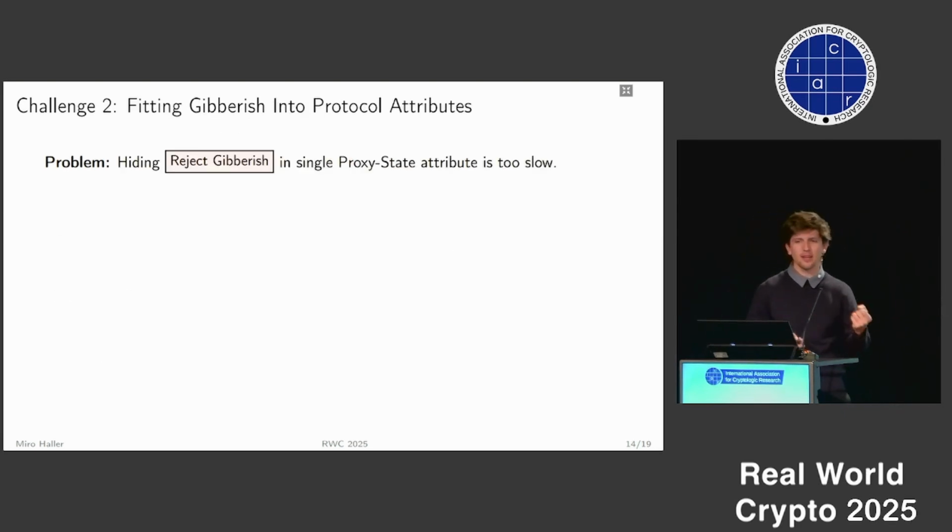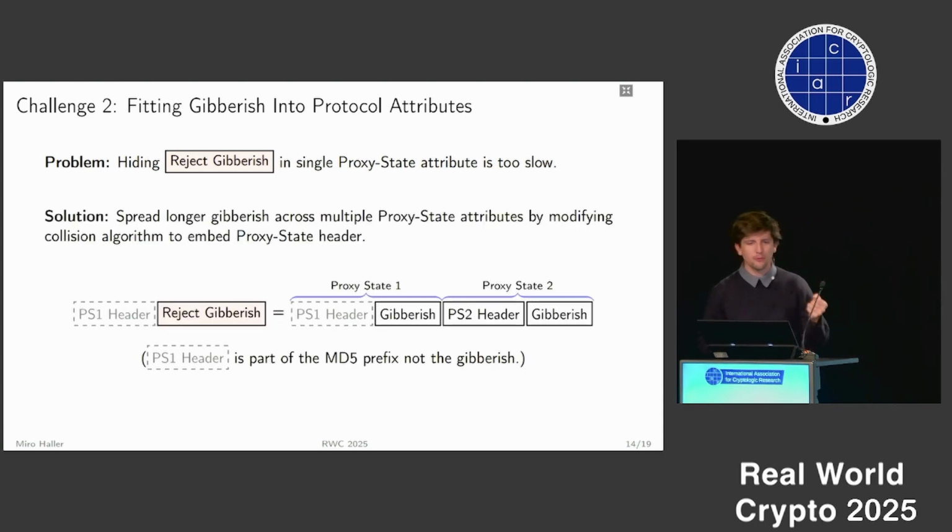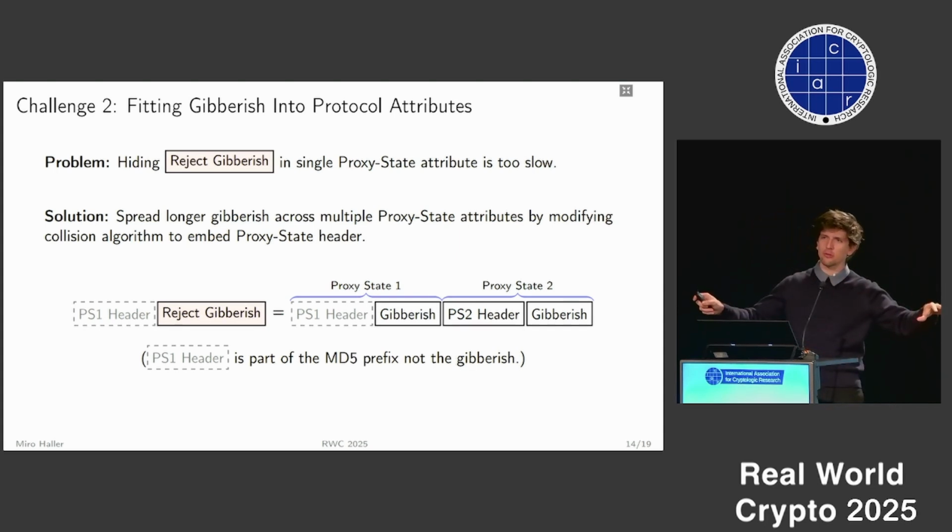But there we run into the next problem: it's actually too expensive and too slow to compute a reject gibberish that's short enough to fit into a single proxy state attribute. And so to resolve that, we had to improve on existing chosen prefix collision attacks to allow us to fix a 4-byte proxy state header in the middle of the gibberish string. And that allows us to spread the gibberish across multiple proxy state attributes.